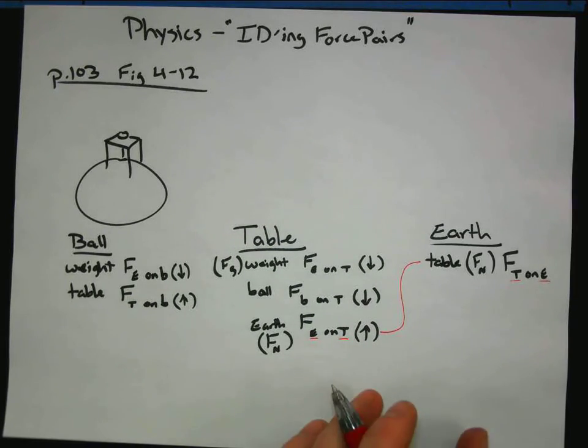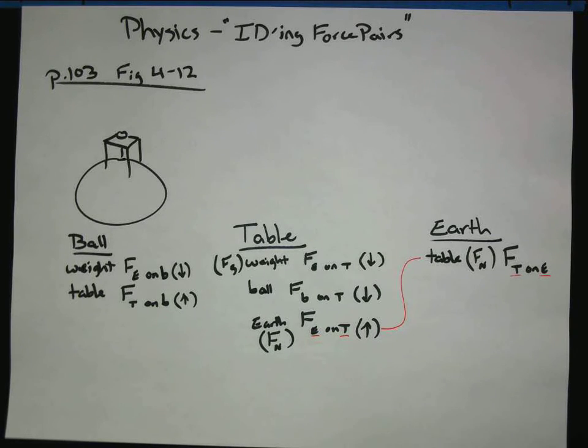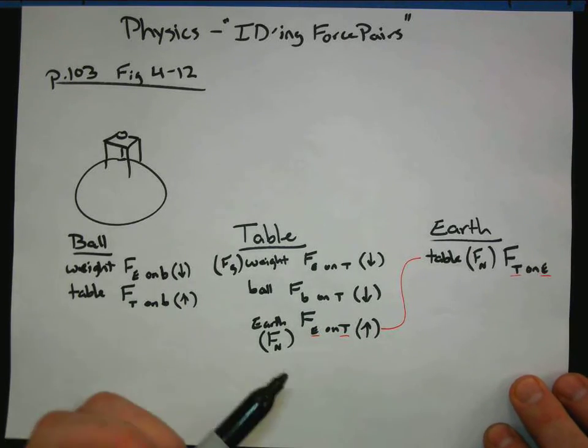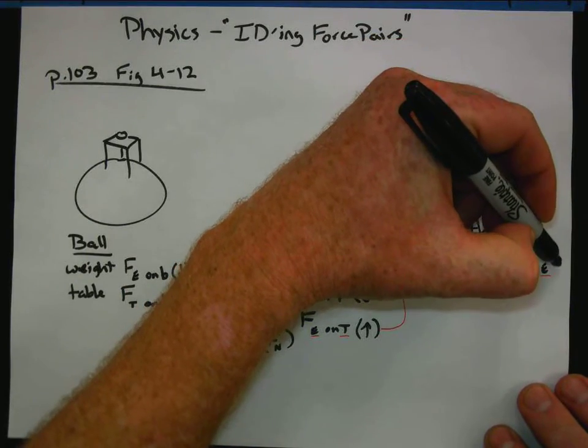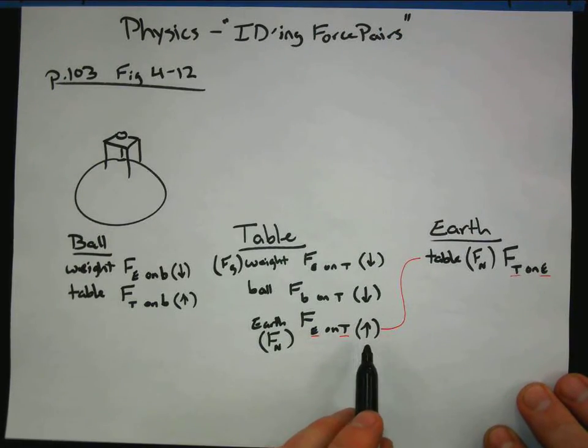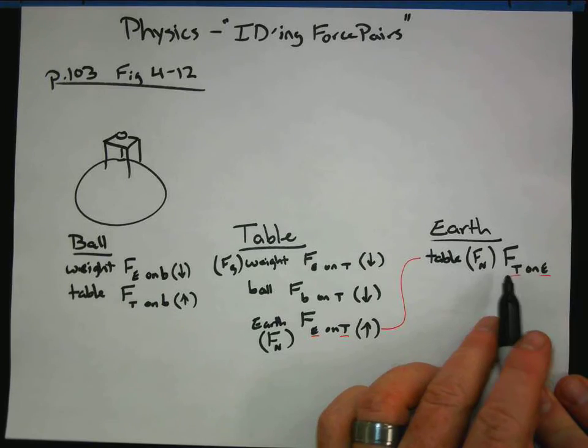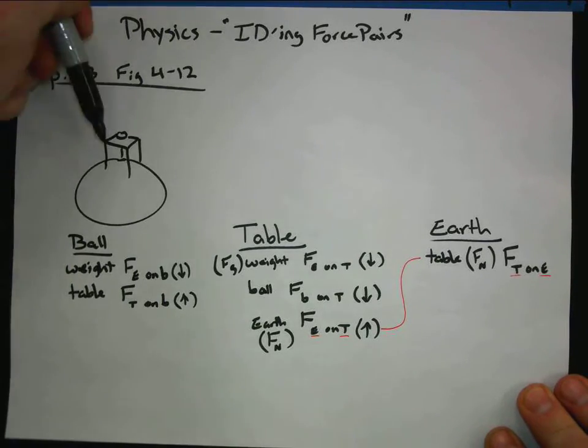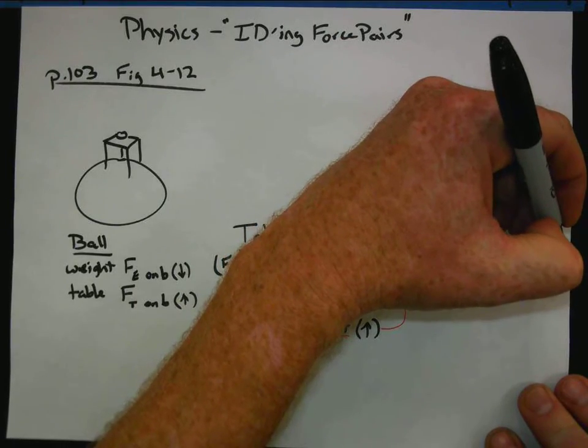They're both contact forces. They act on different objects. They act in opposite directions, and they're going to be equal. The size of the forces will be equal. Well, since this one's in the upward direction, well, look at this. The table will be in the downward direction, and that makes sense. The table will be pushing down on Earth. Downward direction.